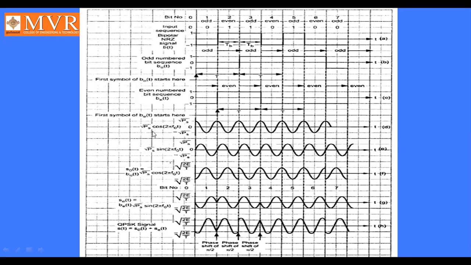So again, we are taking the cos signal here, and also we can take the sine signal here. This is your cos signal. The cos signal starts from here, and the sine signal starts from here. So these are the phase shifts. This is one phase shift and this is another phase shift. So this is the first phase shift, and this is the second phase shift.